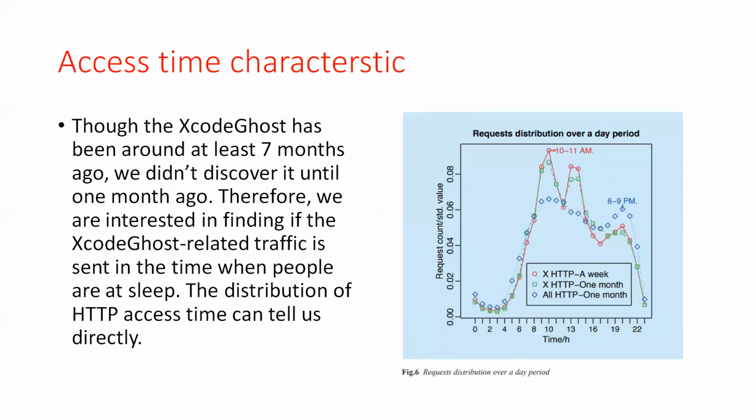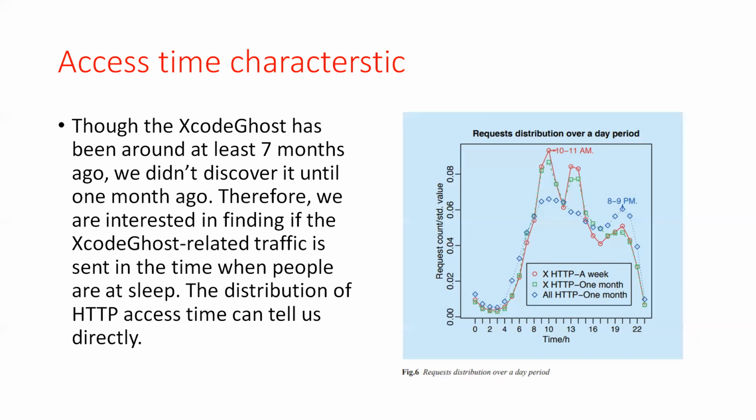Next, access time characteristic. Though Xcode Ghost has been around for at least 7 months, we didn't discover it until 1 month ago. Therefore, we are interested in finding out whether the Xcode Ghost related traffic is sent at the time when people are asleep. The distribution of HTTP access time can tell us directly. This is a request distribution over a day period. Let's have a look.